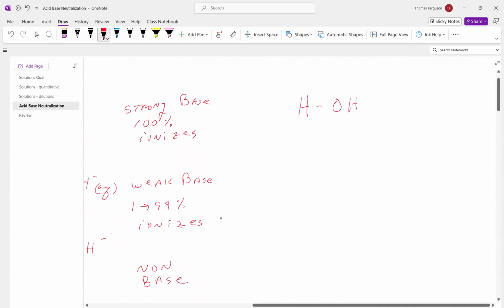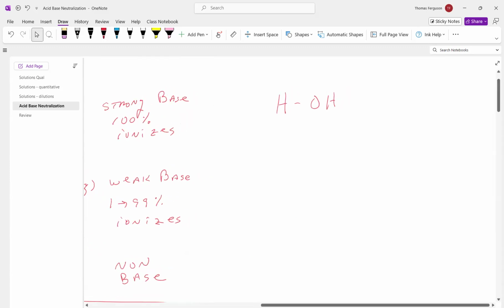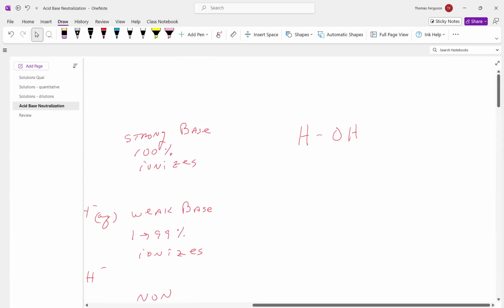What's that molecule? Notice I didn't write H2O, I wrote H-OH. That is water, one of the more common substances on Earth. Very, very common. Notice it has an H and it has an OH on it, and they can come off. So water is both an acid and a base at the same time.